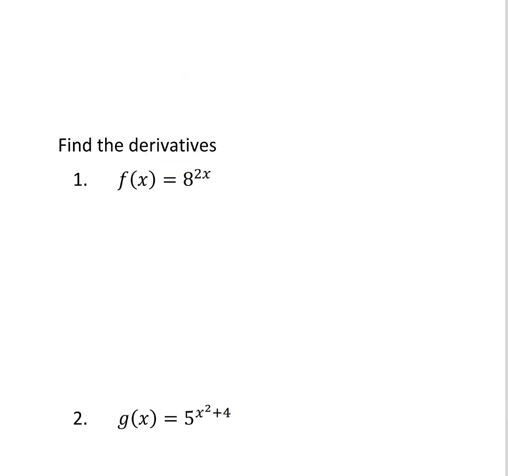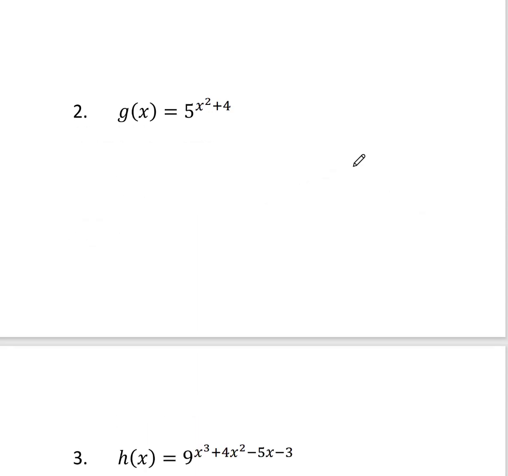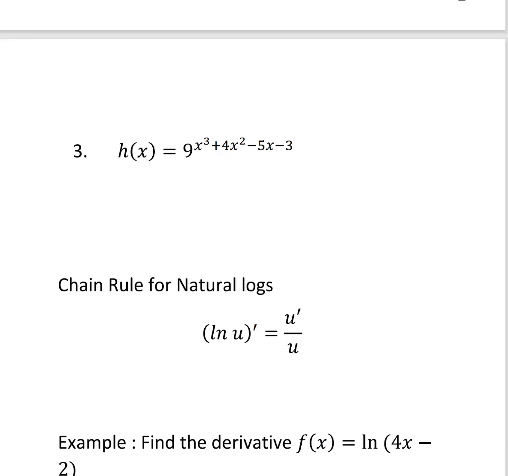We'll start with f of x is 8 to the 2x. To take the derivative, I start with 8 to the 2x. The derivative of 2x is 2. I take the natural log of the base, which was 8. G of x says 5 to the x squared plus 4. The derivative starts with 5 to the x squared plus 4. The derivative of x squared plus 4 is 2x, and then I have the natural log of the base, which was 5.